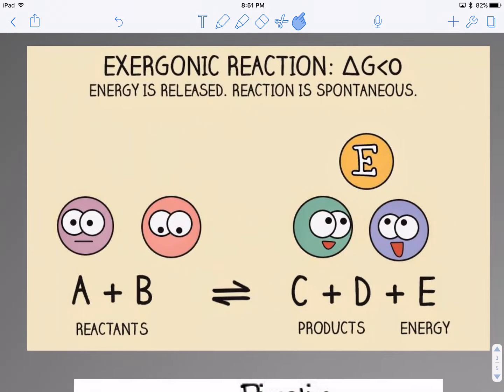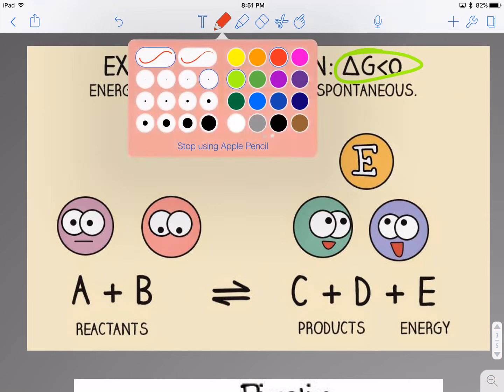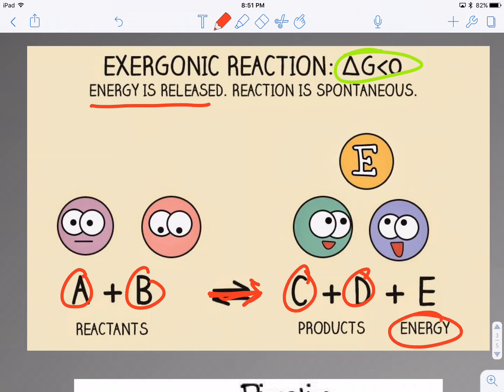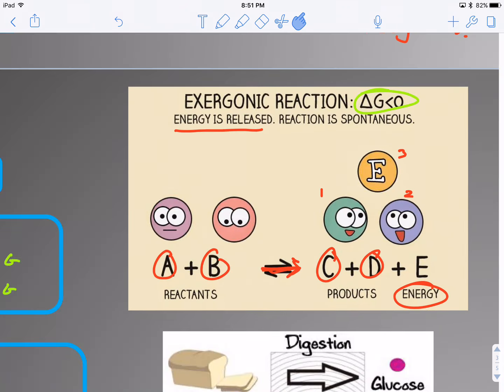Okay, so exergonic reactions, now notice delta G is less than 0. That basically means that it's negative. Energy is released. And you can see here we have reactant A, reactant B, and what this produces in the end is we get two products as well as energy. 1, 2, we get 3 things out because energy is being produced from bonds being broken.